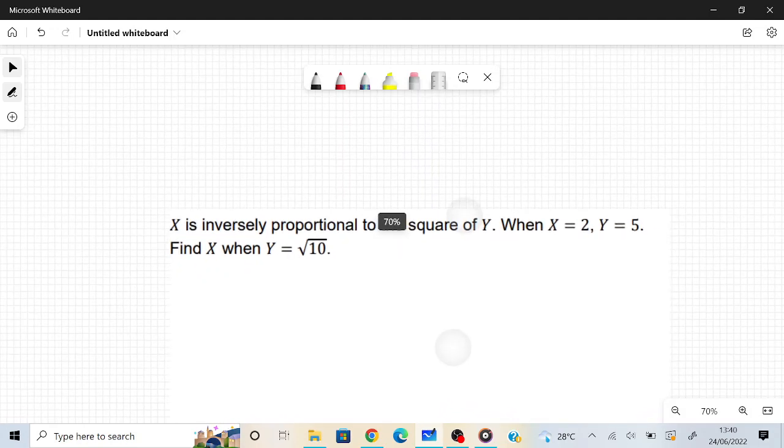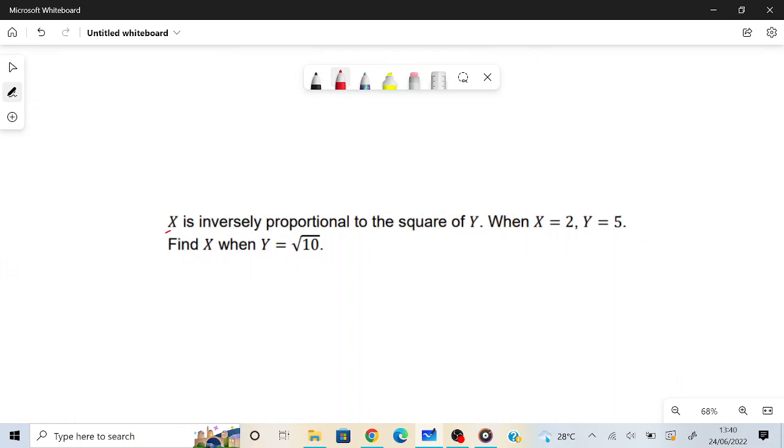So in this question, we are being told that x is inversely proportional to the square of y. When x is 2, y is 5. Find x when y is root 10. Now let's write this properly. We know it says x is inversely proportional to the square of y. When we are writing inversely proportional, this is 1 over, and it says square of y. Take note, not square root but square of y, so that means this is y squared.